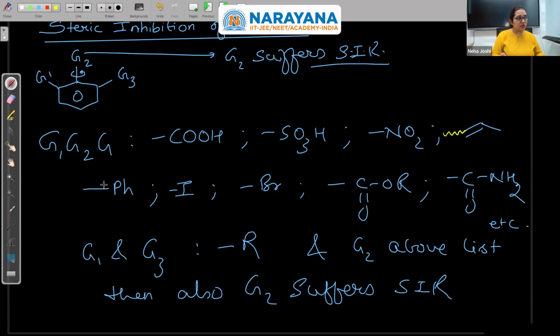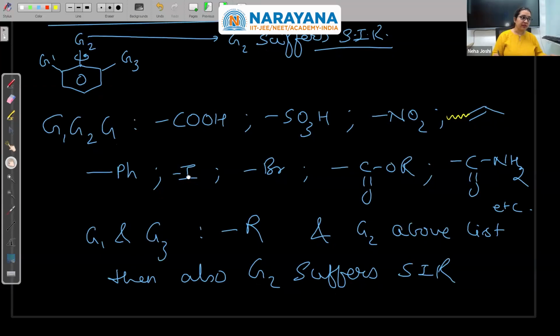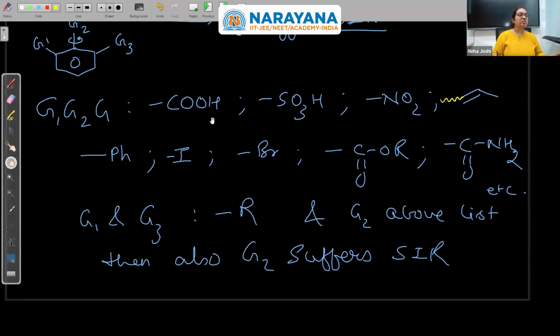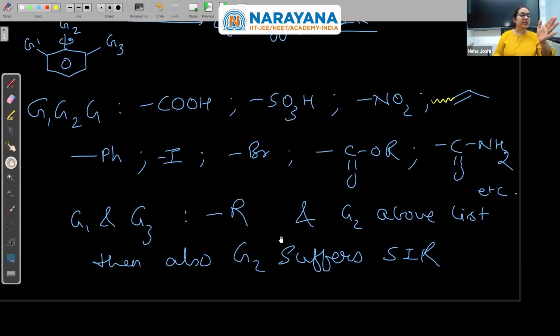Like this: benzene itself, iodine, bromine, ester, amide, etc. If these are the groups, any of G1, G2, G3, all 3 are from this list. They may be the same, they may be different. That is fine. Then whichever group is present in the center will suffer SIR, steric inhibition of resonance. In short, its resonance with the group will be stopped. So it will behave normally, as expected by localized bonding.